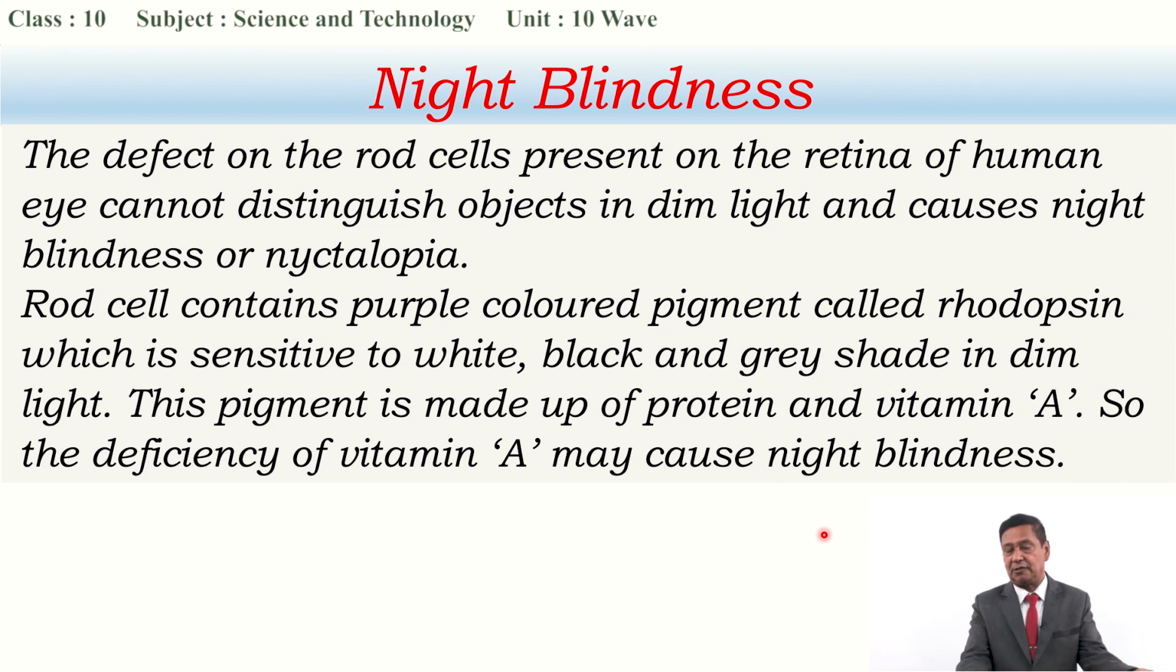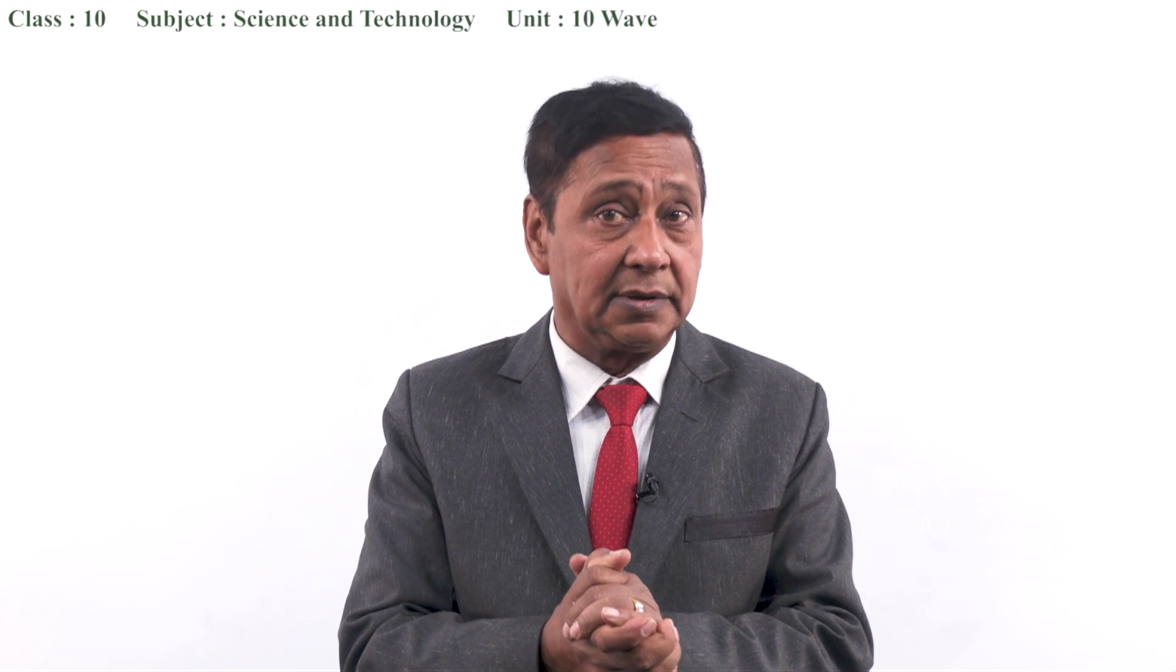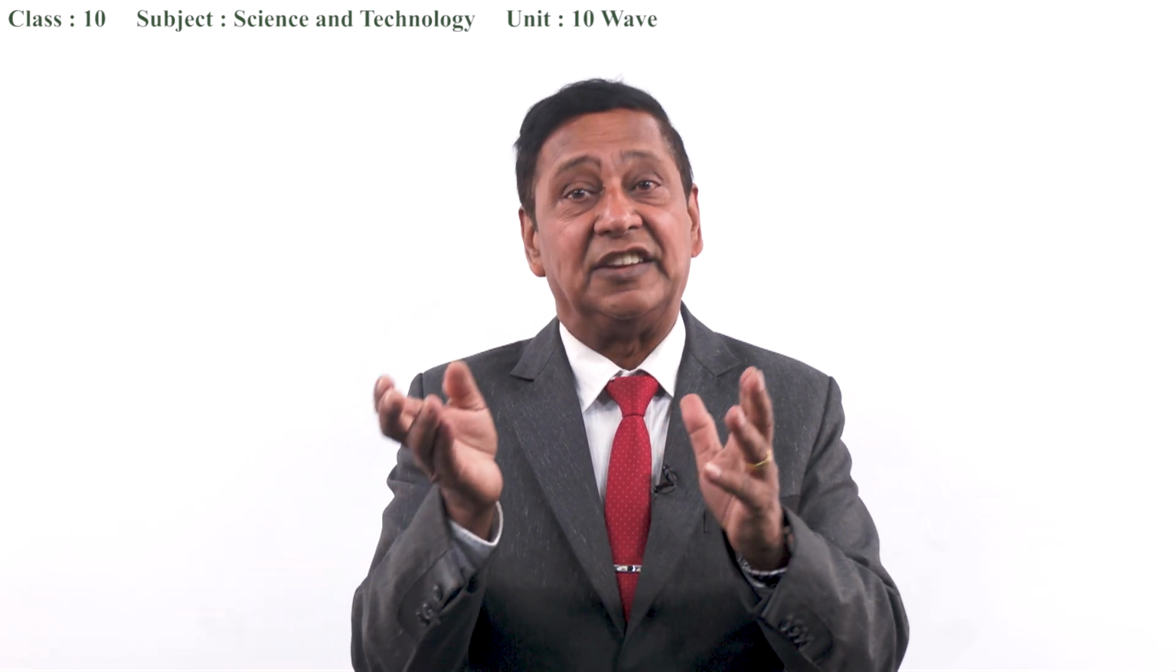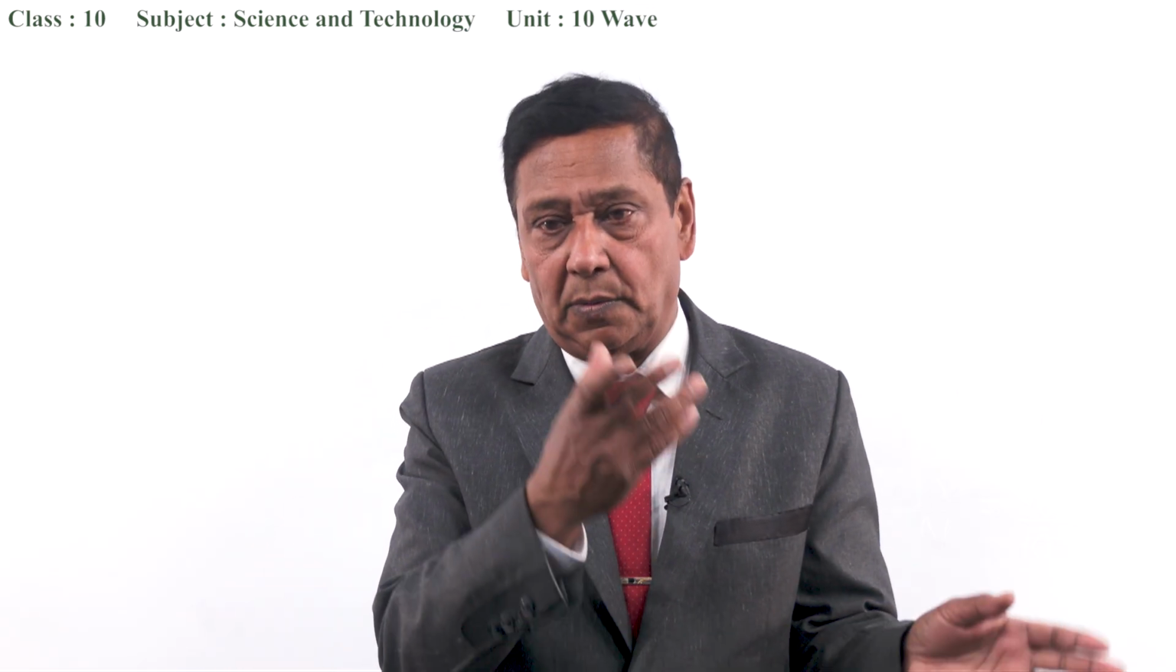This is called night blindness, and it is related to what? Rod cells. If there is a defective rod cell, if there is a smaller number of rod cells, then we will have night blindness. Okay, these are the problems other than defects of the eye. Now I have told you about this.